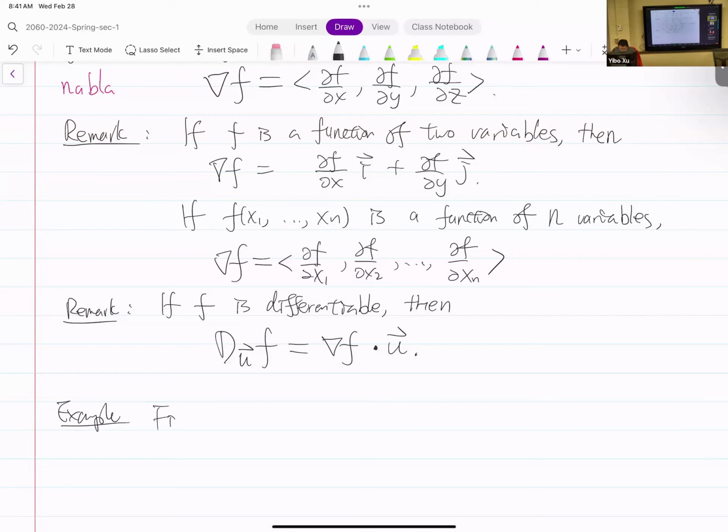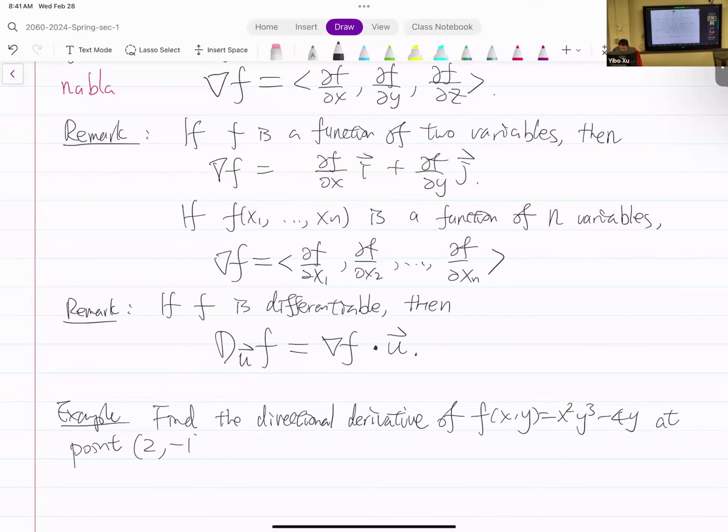So let's find the directional derivative of f of x, y equals x squared y cubed minus 4y at the point (2, -1) in the direction of the vector v equals 2i plus 5j.